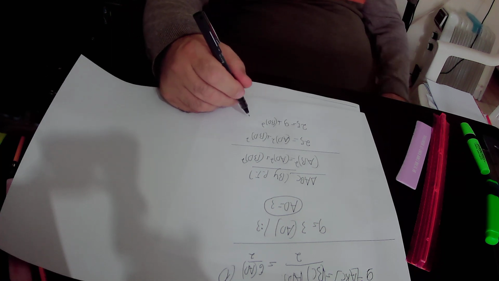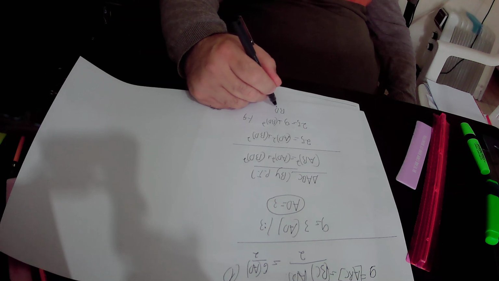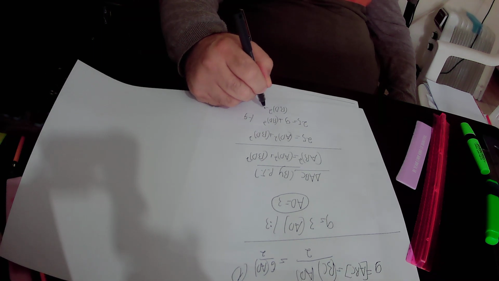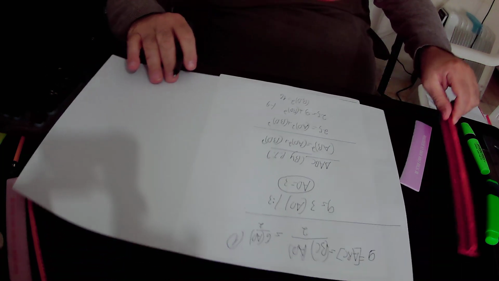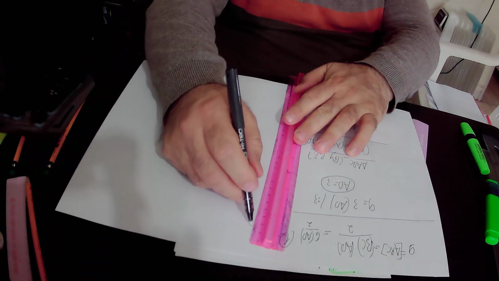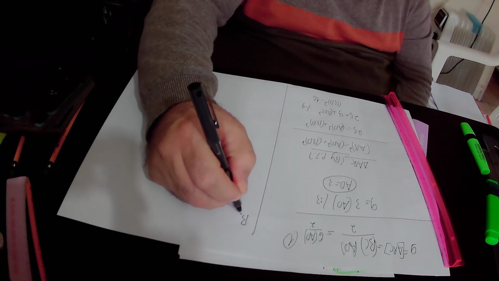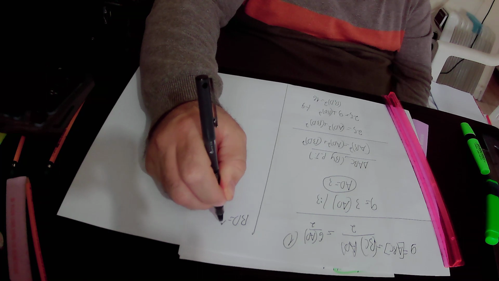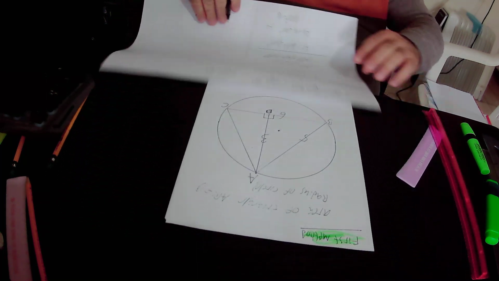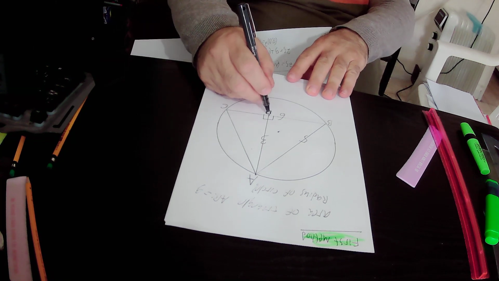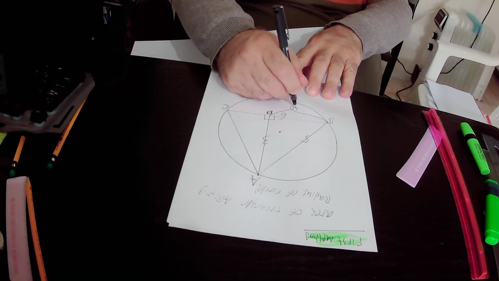Here we will subtract 9 from this equation and we will get that BD square equals 25 minus 9, which is 16. Here we take the root of this equation and we get that BD equals the square root of 16, that is 4. So we found out that BD equals 4 units. You can write here that BD equals 4 units.